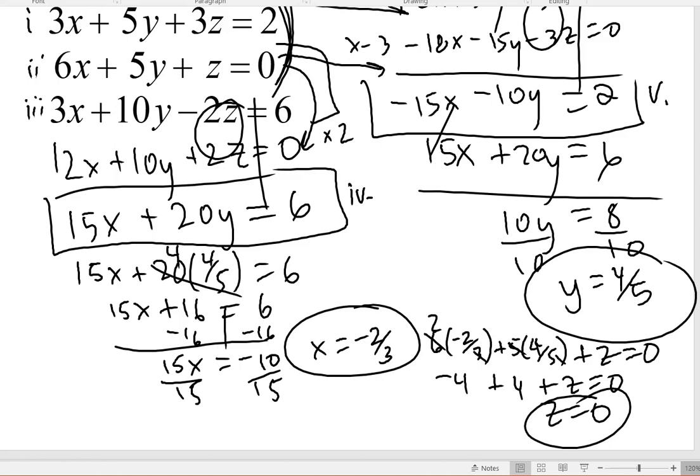What is our answer? Please make sure you write your answer as a point. The x value is negative 2/3. The y value is 4/5. And the z is 0.